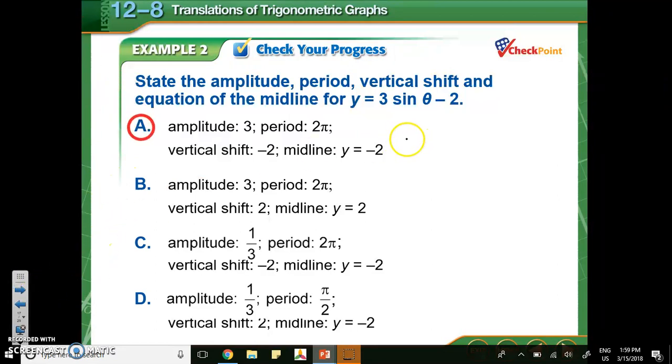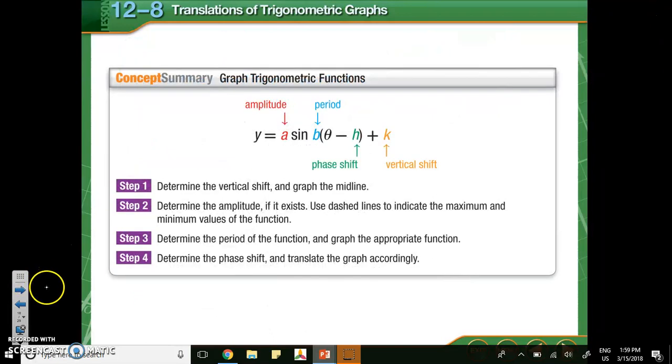The answer here is A. Your amplitude, your A value, is 3. My B value is 1, so my period stays 2 pi radians. And that -2 is a vertical shift of -2. So my midline would be the horizontal line, y equals -2. Hopefully, again, you will try to graph that one.